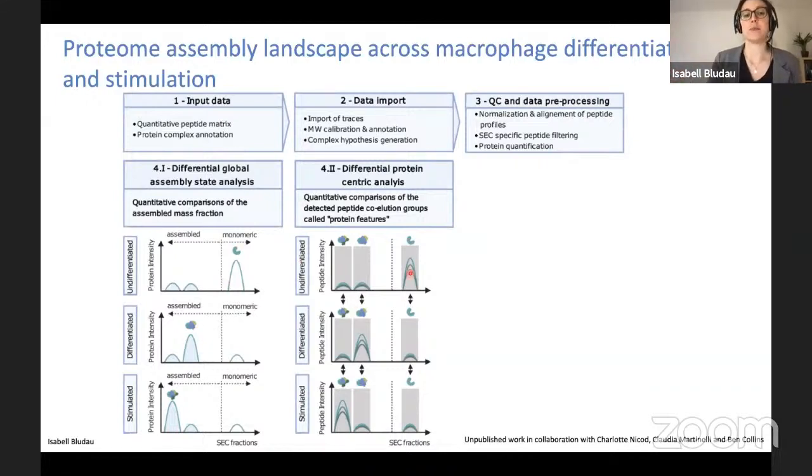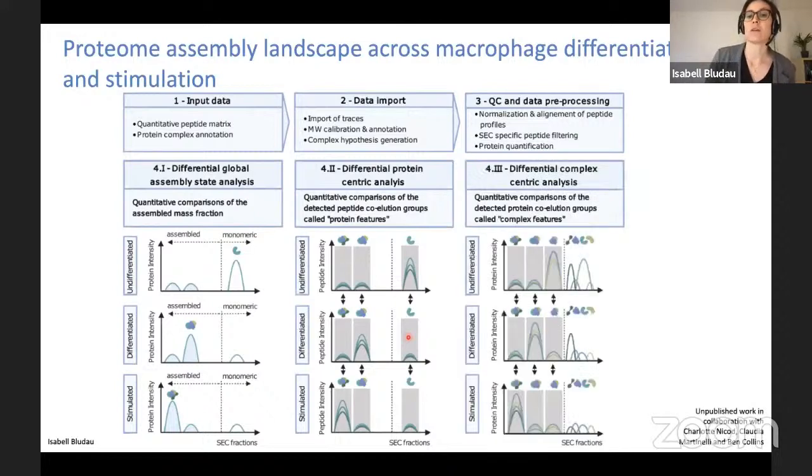The second comparison that we can make is we can look at protein peaks without looking at complexes directly. Here we can see that for this protein, we find 3 distinct peaks along the SEC dimension. For each of these peaks, we can do a separate comparison to see if, in this case, the monomeric protein abundance decreased during differentiation, which would be the case here.